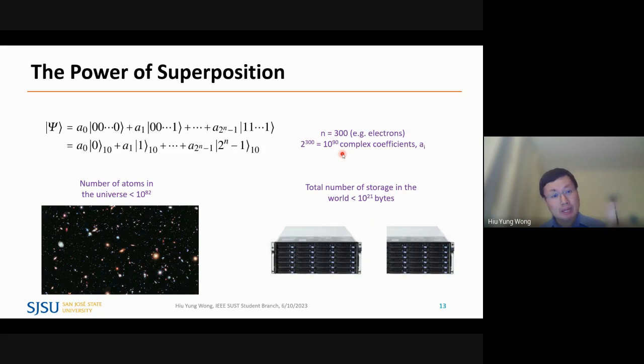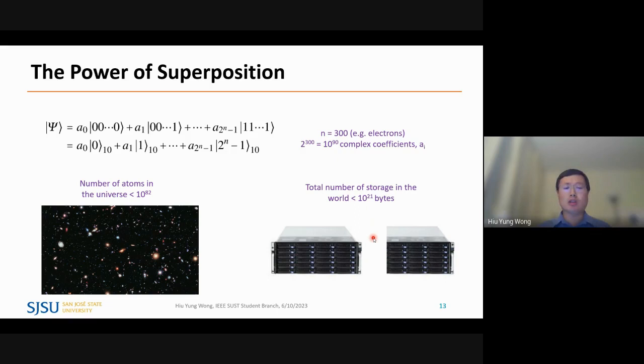So if I want to describe one quantum state of 300 electrons, because each electron can have spin up and spin down, 300 of them is just like having 2 to the power 300 basis states. To describe them, I need 2 to the power 300, or 10 to the power 90, complex numbers. How do you store it? You cannot even store it in all the memory that we have in this world.